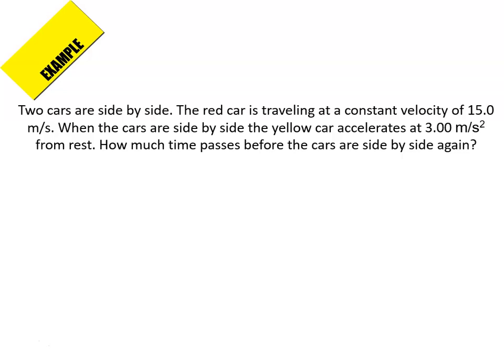Consider two cars side by side, a red car and a yellow car. The red car is traveling at constant velocity at 15 meters per second, and at the instant that the cars are side by side, the yellow car accelerates at 3 meters per square second from rest. How much time passes before the cars are side by side again?